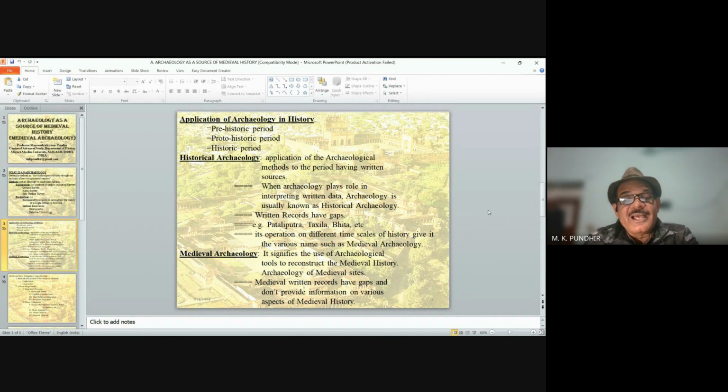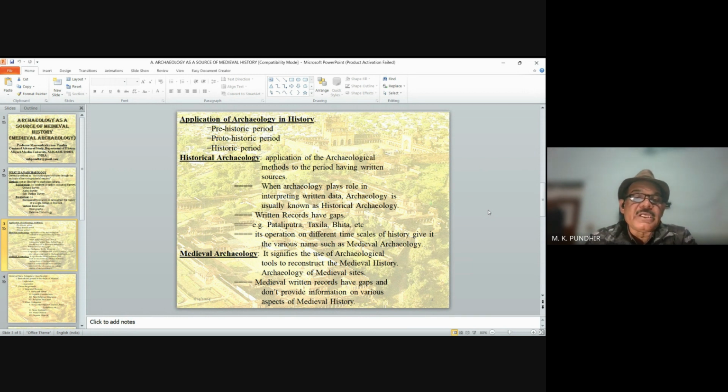And the third classification of history, again based on archaeology, is the historic period. You know very well, the historic period has written records, has a language, and the language can easily be deciphered. And we have a large number of written records. Here, archaeology plays a secondary role. But you know, in the historic period, the role of archaeology is very crucial. Even beyond imagination, archaeology played a very significant role in writing the history of a historic period.